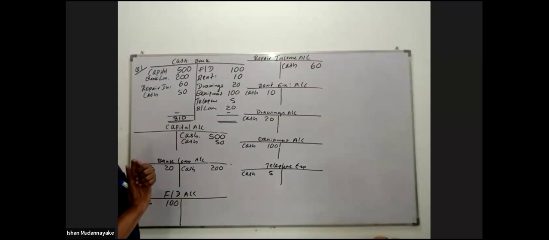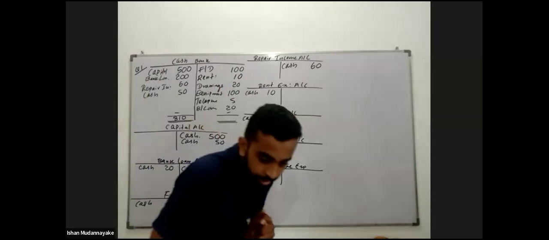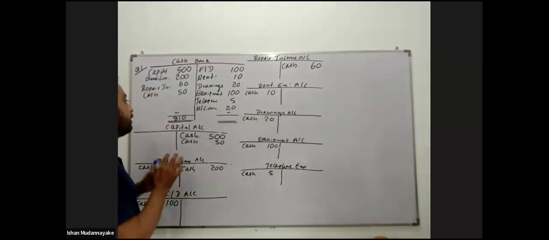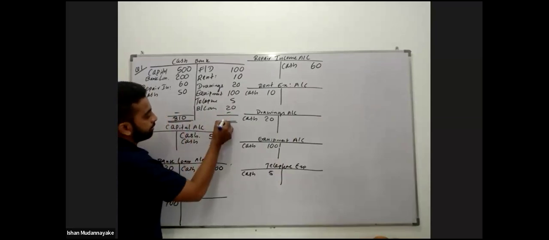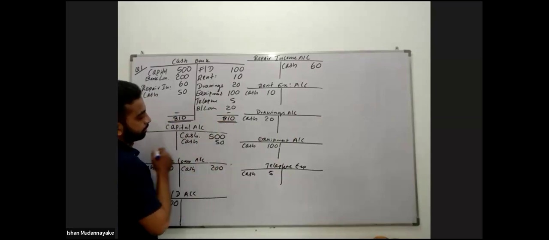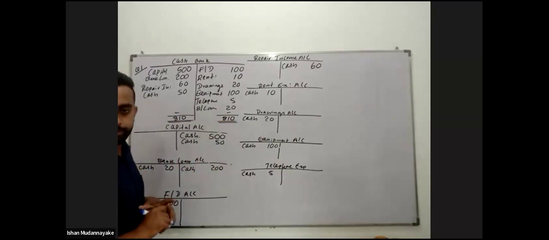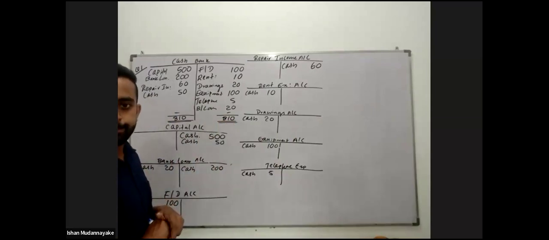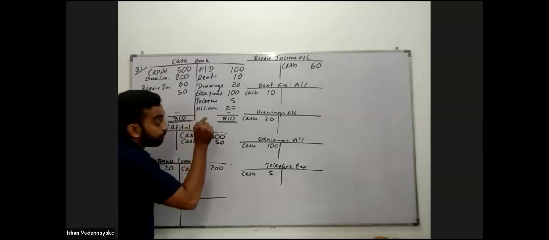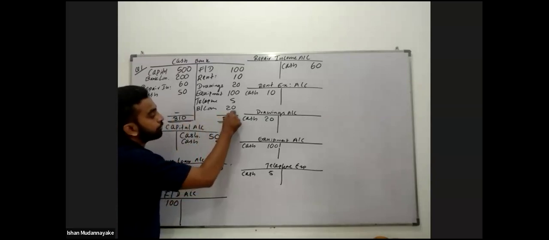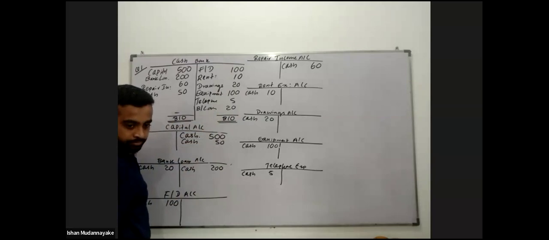Take the higher side total. Yes, 810. And then transfer this 810 to the next side. Transfer this amount to the next side. And then, students, deduct the total of the credit side from this 810.